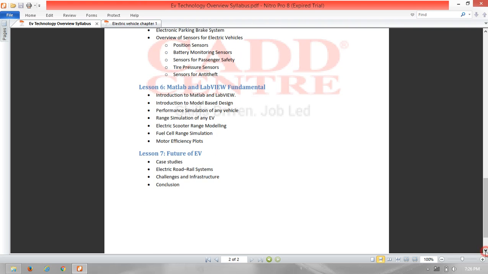And then the sixth session is MATLAB and LabVIEW fundamentals. In MATLAB we'll see only the basic part. Basically MATLAB is used as an environment where problems and solutions are expressed in the familiar way of mathematical notations. Typically it uses maths and computation, and this is how we use MATLAB in this EV vehicle.